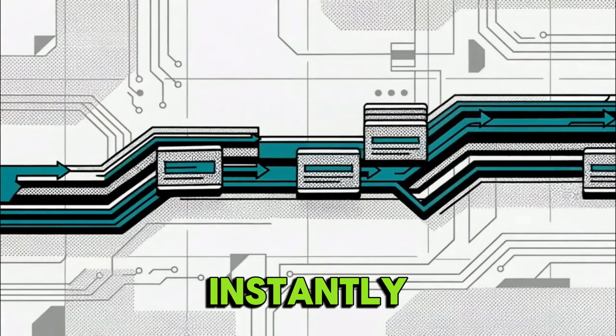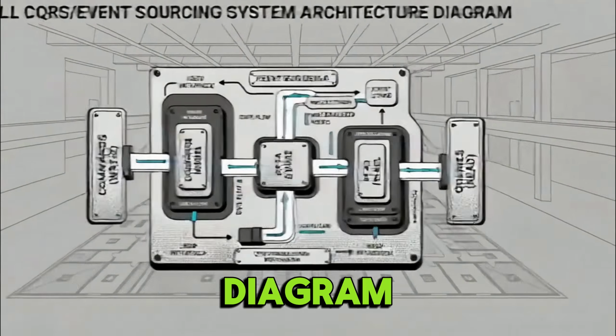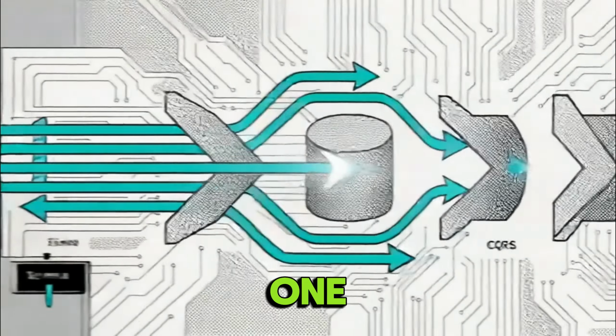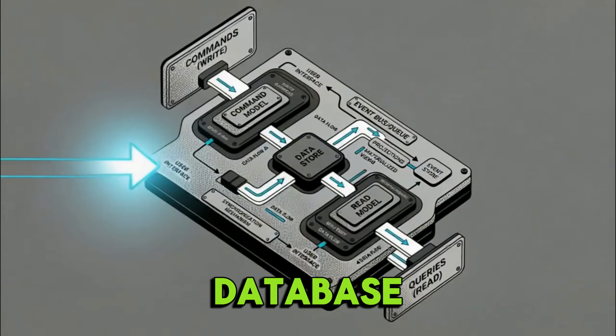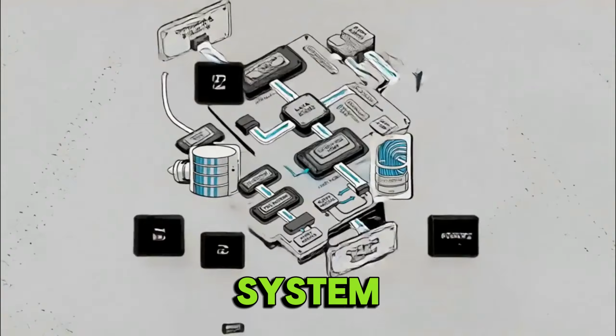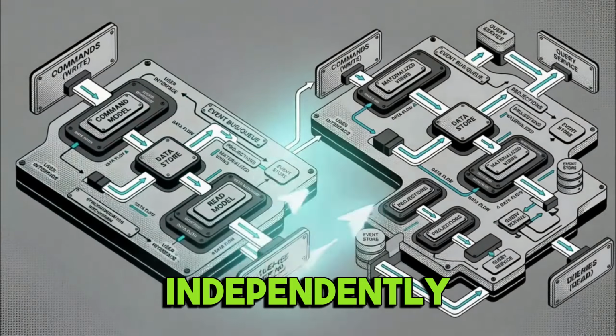The single most important thing to understand about this diagram is that arrows only go in one direction. Commands flow from the application to the write database. Events flow from the write database to the read database. Queries read from the read database only. The query side never touches the write database. This separation is what allows the system to scale each side independently.